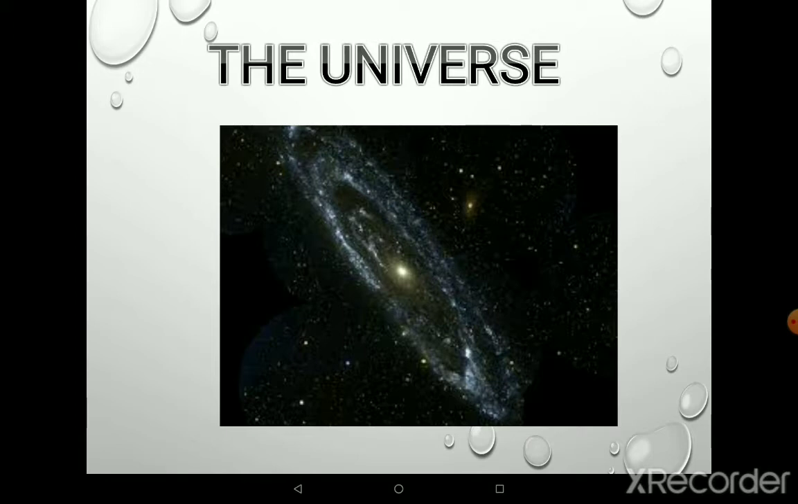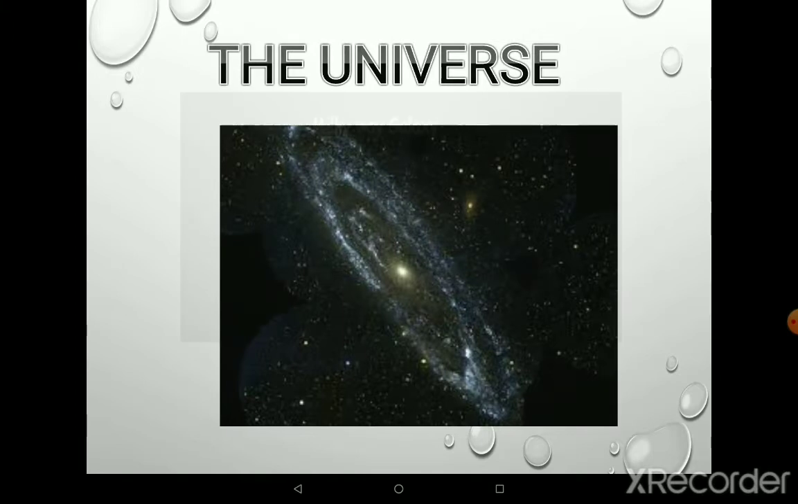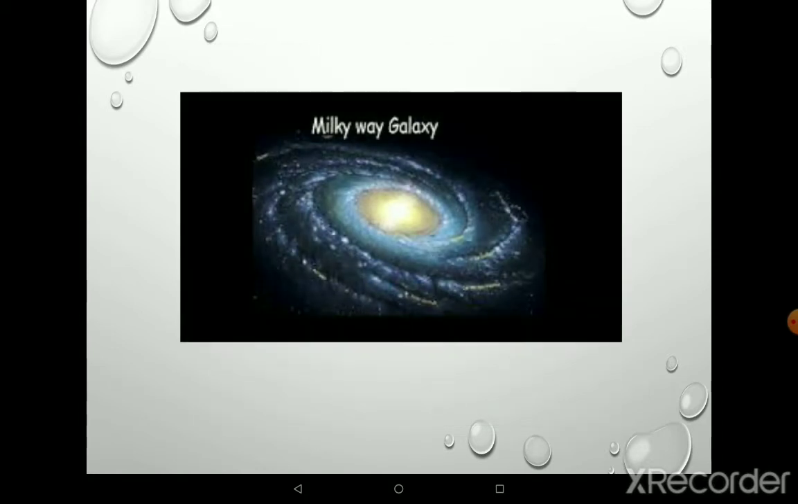Now with the Big Bang, millions of galaxies, each having millions of stars, formed in the universe. One such galaxy to which our sun belongs is the Milky Way. This spiral shaped galaxy is also known as Akash Ganga in Hindi.